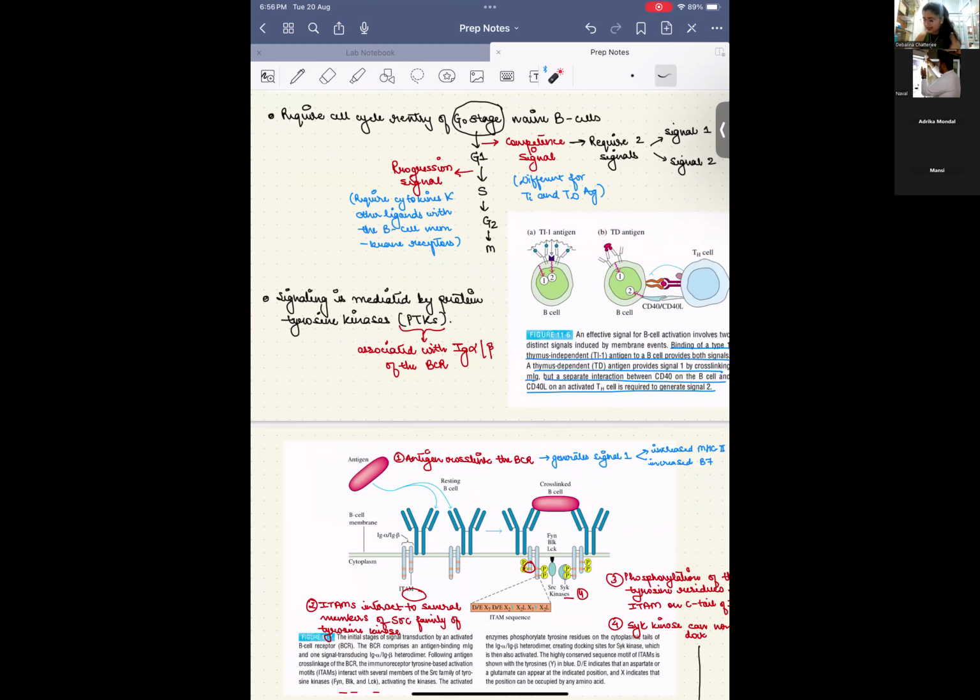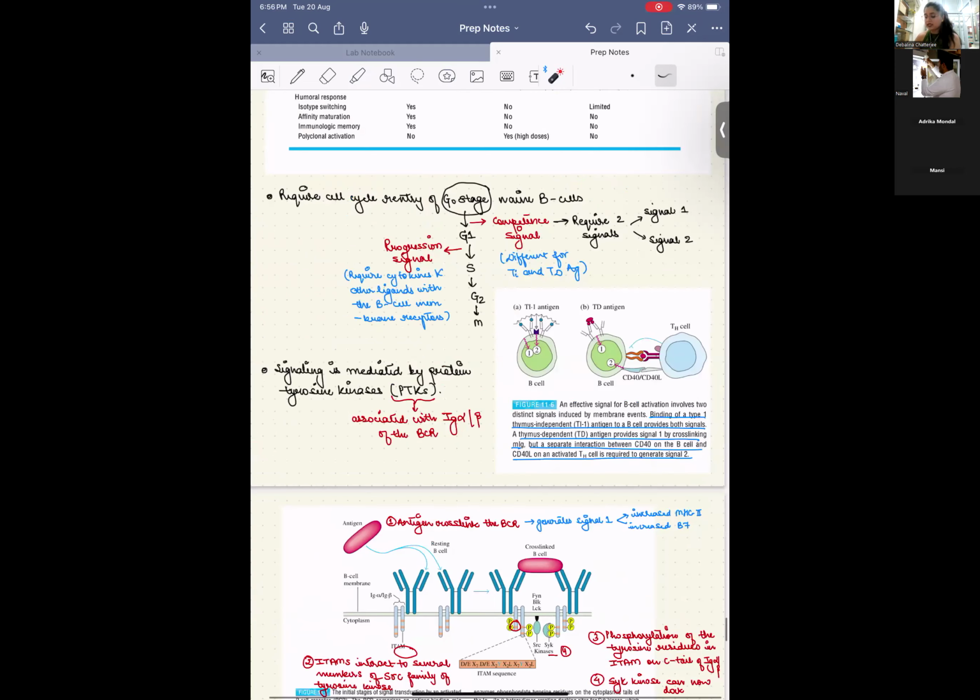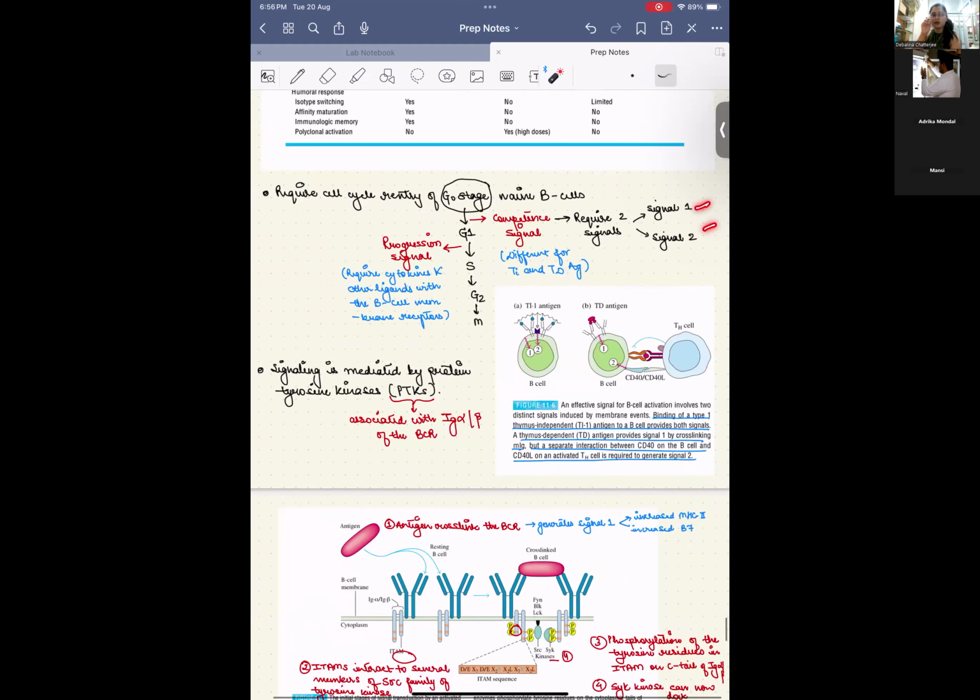Now, what is this signal that we are talking about? Signaling in the immune system is predominantly by the mechanism of phosphate. So either something is going to add a phosphate or something is going to remove a phosphate. Over here, we were talking about the Ig alpha and Ig beta molecules. We have protein tyrosine kinases associated with the Ig alpha and beta molecules in the BCR complex, and they mediate these signals. We'll just look into it, right?